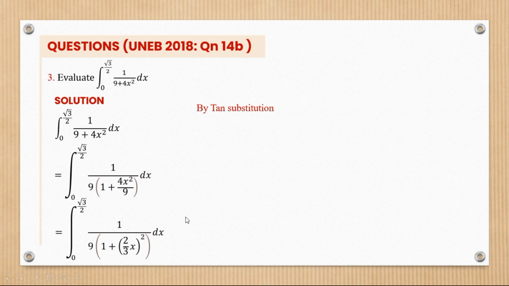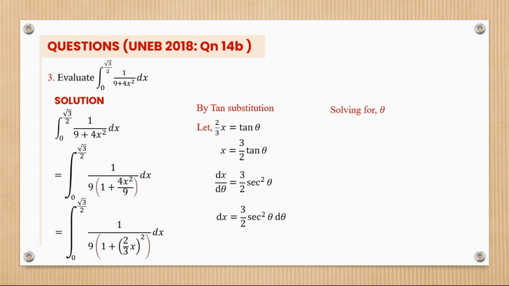Now you can see that by tan substitution, we're going to let this 2 over 3x be equal to tan theta. Then if we make x the subject, x shall be equal to 3 over 2 tan theta, of which dx by d theta shall be equal to 3 over 2 sec squared theta. So if we make dx the subject, dx shall be equal to 3 over 2 sec squared theta d theta. If we solve for theta, theta shall be equal to tan inverse of 2 over 3x, as you can already see from right there.